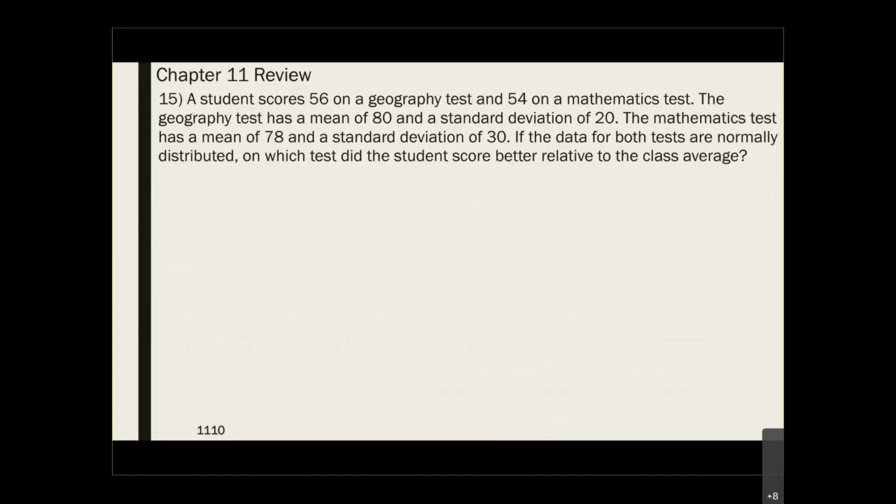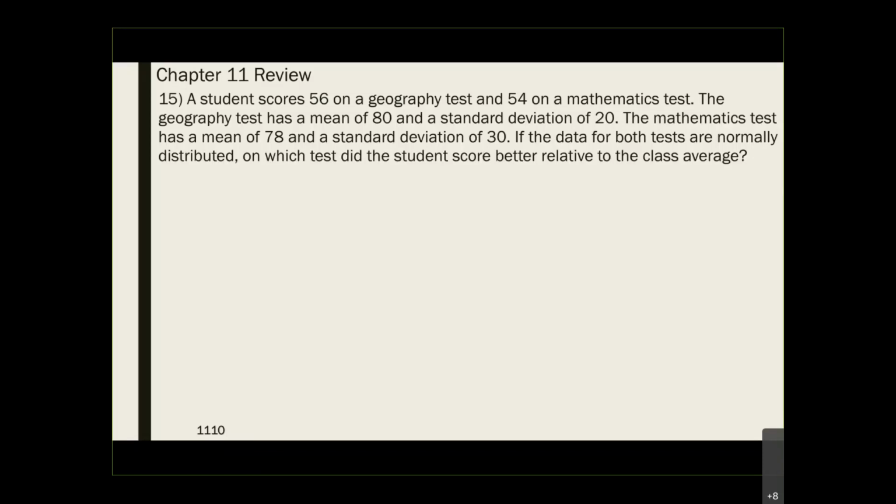A student scored 56 on a geography test and 54 on a math test. The geography test has a mean of 80 and a standard deviation of 20. The math test has a mean of 78 and a standard deviation of 30. If the data for both tests are normally distributed, meaning bell-shaped curve, which test did the student score better on relative to the class average?